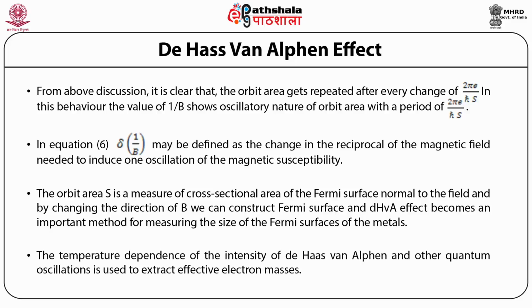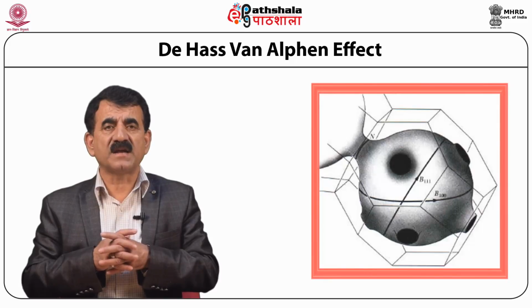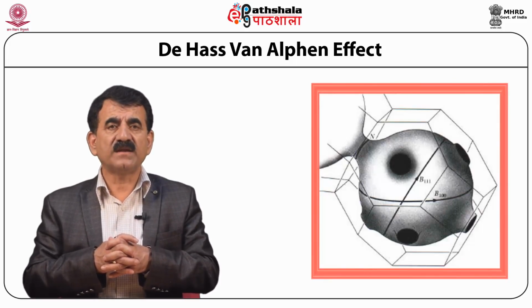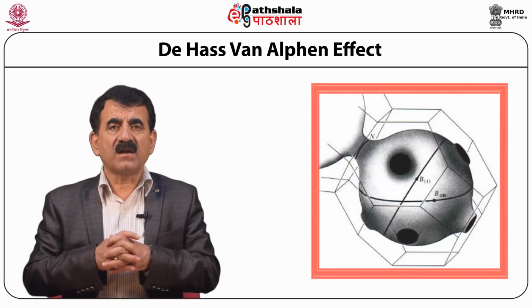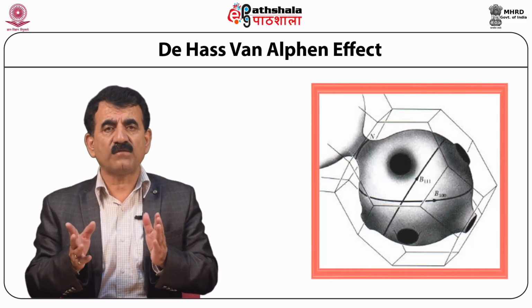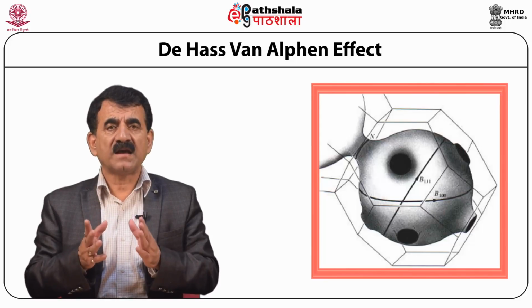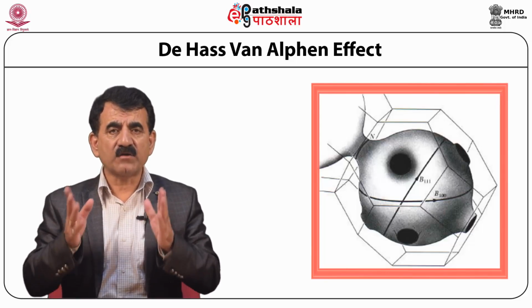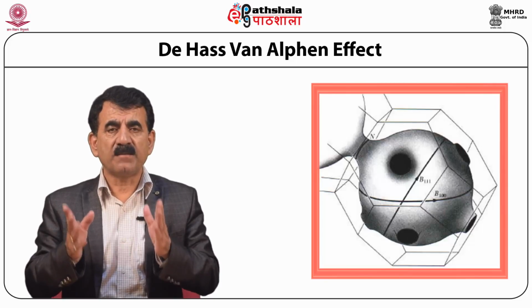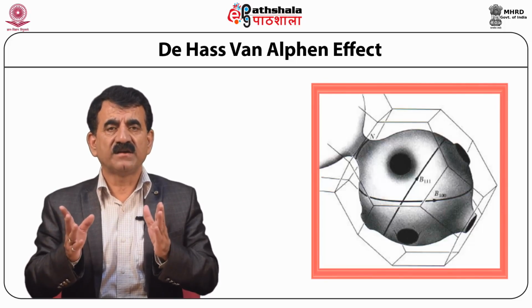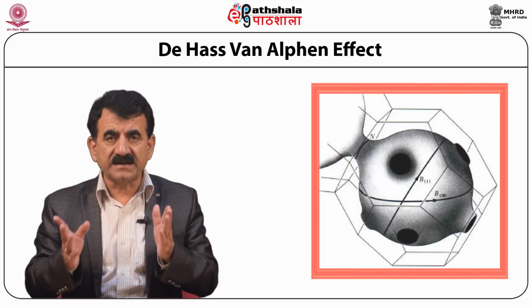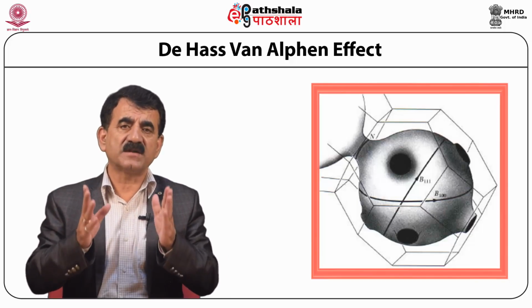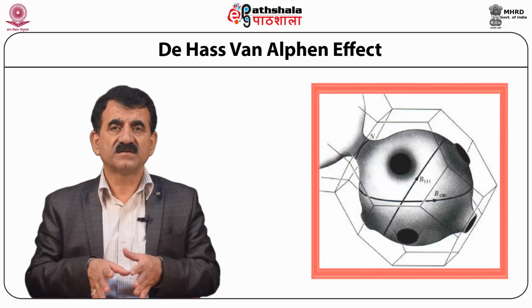The temperature dependence of the intensity of de Haas-van Alphen and other quantum oscillations is used to extract effective electron masses. The number of states at Fermi energy is highly enhanced when there are extremal orbits on the Fermi surface of the given solid. There are extremal orbits at regular intervals of 1 by B, where B is the magnetic field, and this oscillation in 1 by B can be detected in any physical quantity that depends on the density of states.